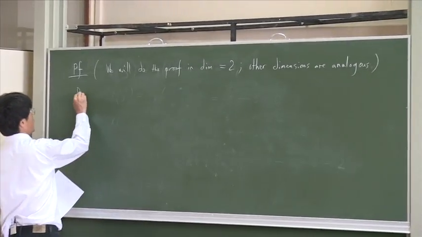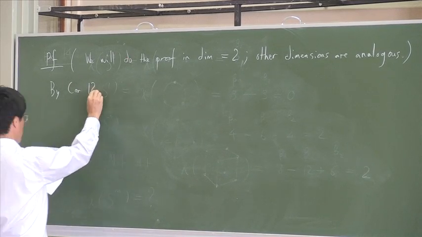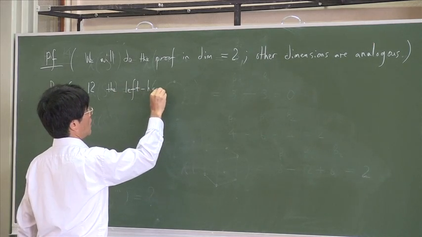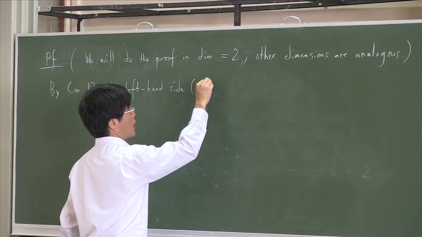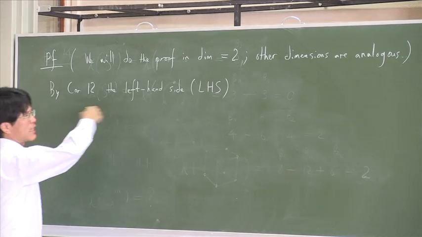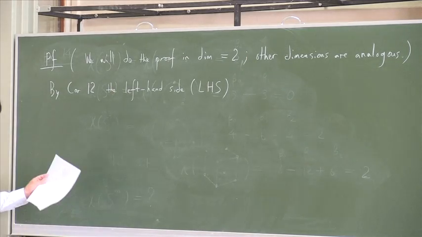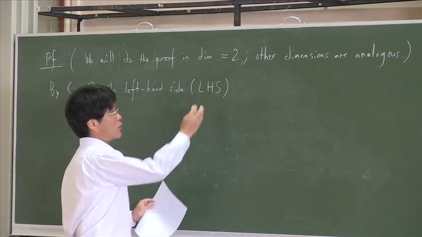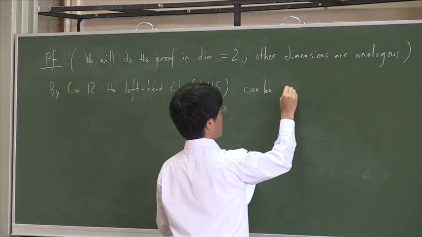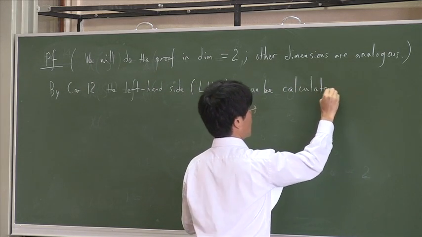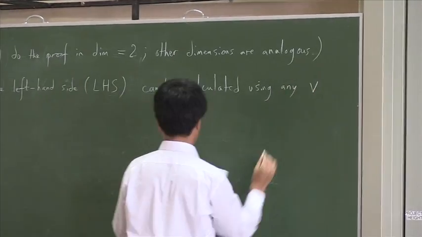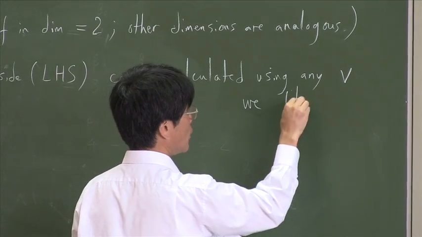So first, by corollary 12, the left-hand side, the abbreviation is LHS, left-hand side. It's quite common, and because the left-hand side is very long to write, you often write LHS. It's not large hadron something or other. It can be calculated using any V we like. Okay, so we shall take the following V.